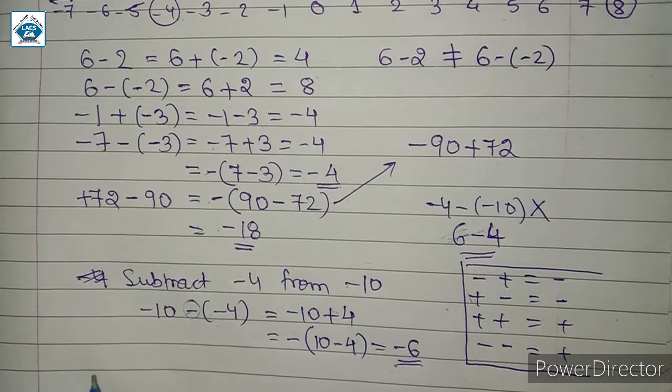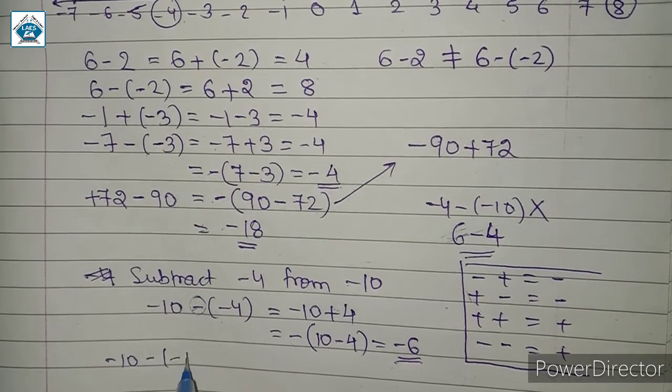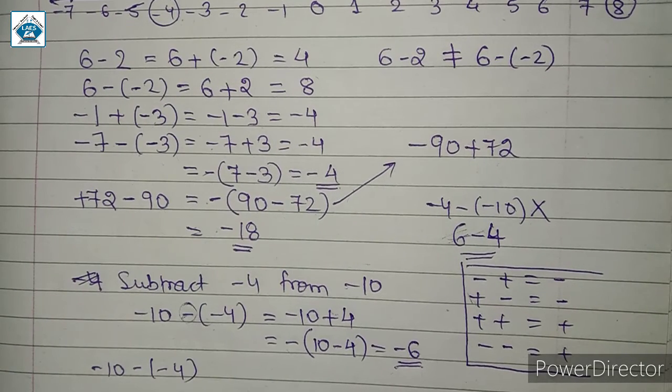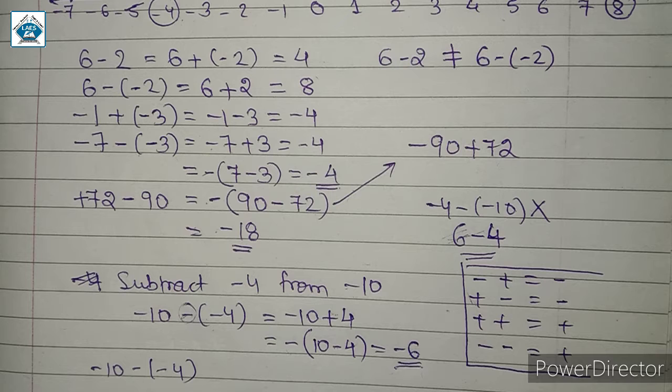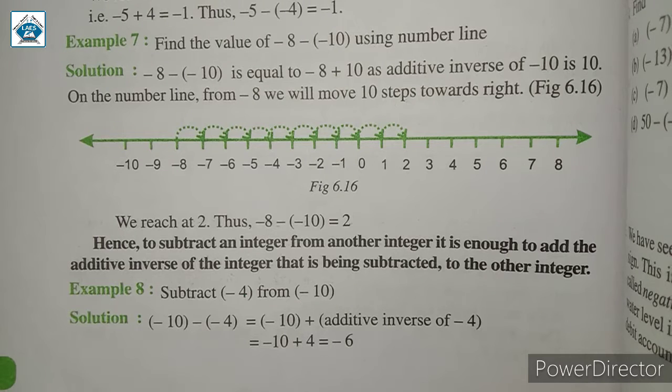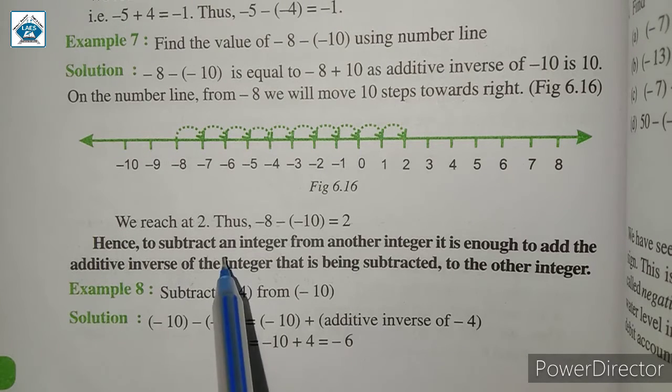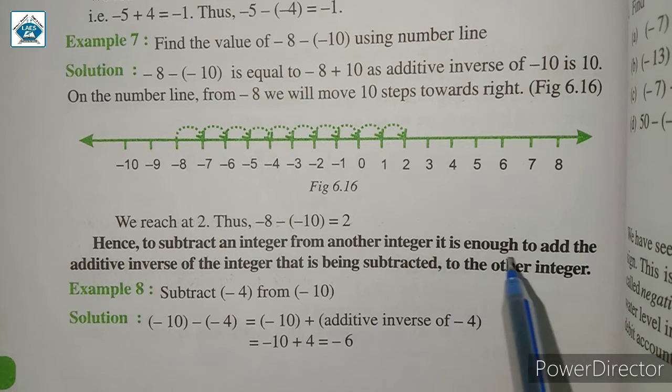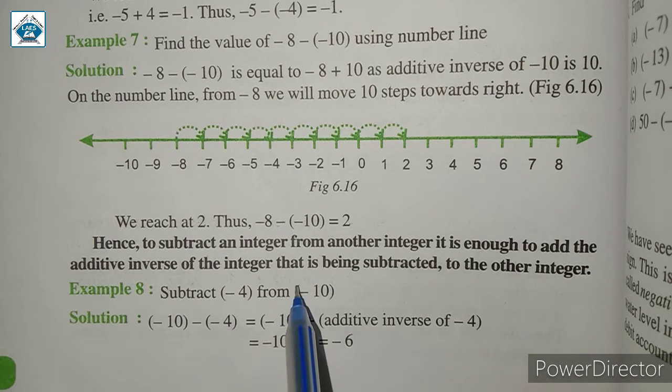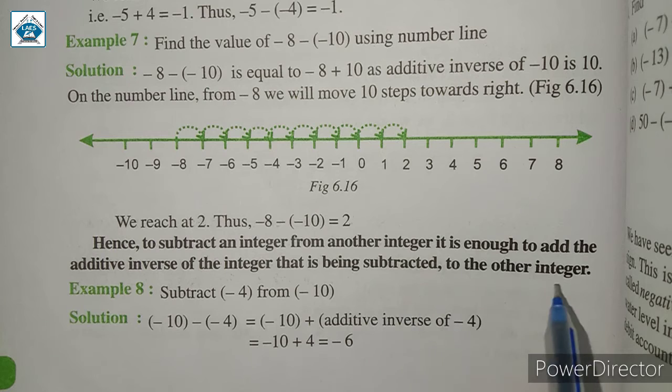When we are writing it this way, -10 minus -4, what do we have to do? Simply add the additive inverse of -4 to -10. That is, to subtract an integer from another integer, it is enough to add the additive inverse of the integer that is being subtracted to the other integer. Here in the textbook it is given, to subtract an integer from another integer, it is enough to add the additive inverse of the integer that is being subtracted to the other integer.